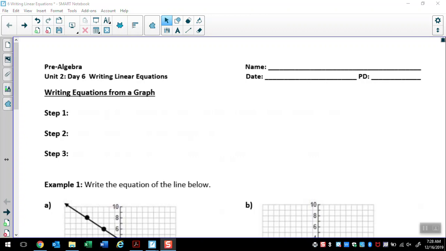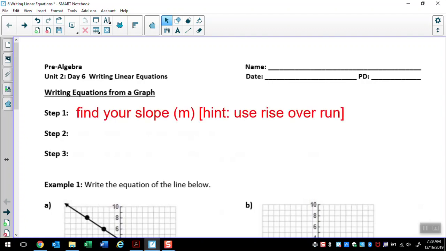Hi everyone, today we'll be talking about how to write linear equations. So first we're going to look at how we can write them when we're given a graph. Step 1 is find your slope, which is your m value. Hint, use rise over run. Step 2 is to find your y-intercept, that's your b value. Remember, y-intercept is where you cross the y-axis.